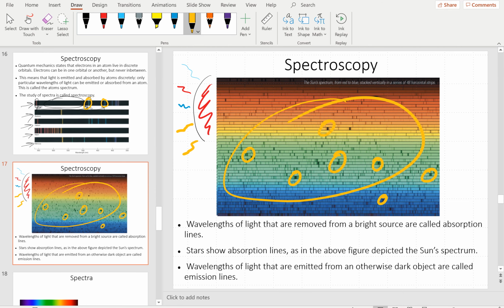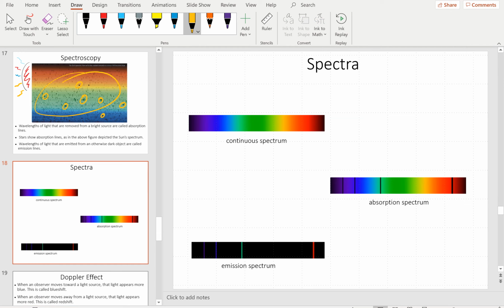I just want to point out some terminology here that I've neglected at this point to say. There's actually 3 different kinds of spectra. The first kind of spectrum is called the continuous spectrum, and this is exactly what it looks like. It's just the electromagnetic spectrum. It's just a continuous emission of electromagnetic radiation.